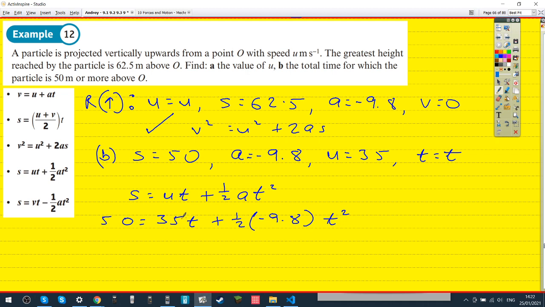Two answers. What'd you get? 1.97 and 5.17. Say it again. And 5.17. Okay. We want the time that this particle was above 50 meters. So we know that above 50 meters. So I'm assuming will it be 1.97? This is what the journey looks like.